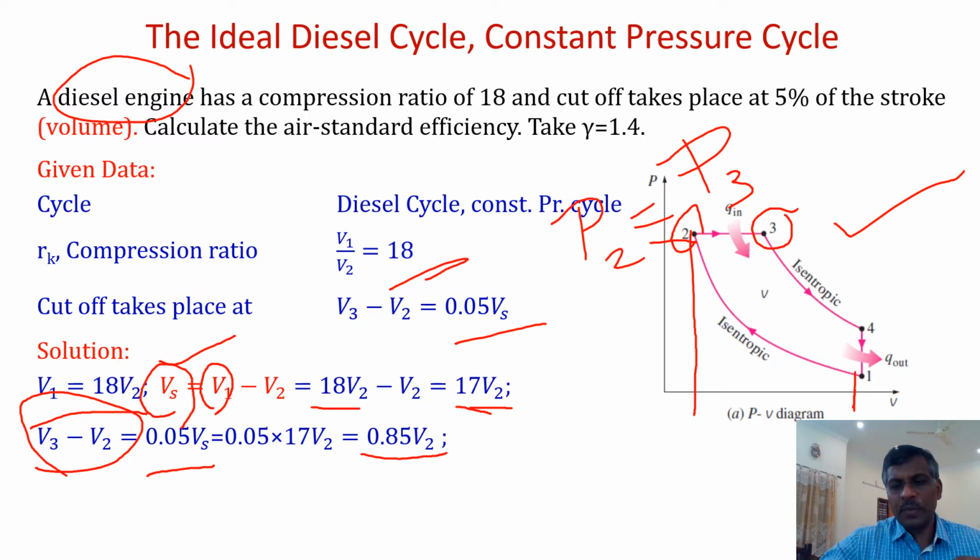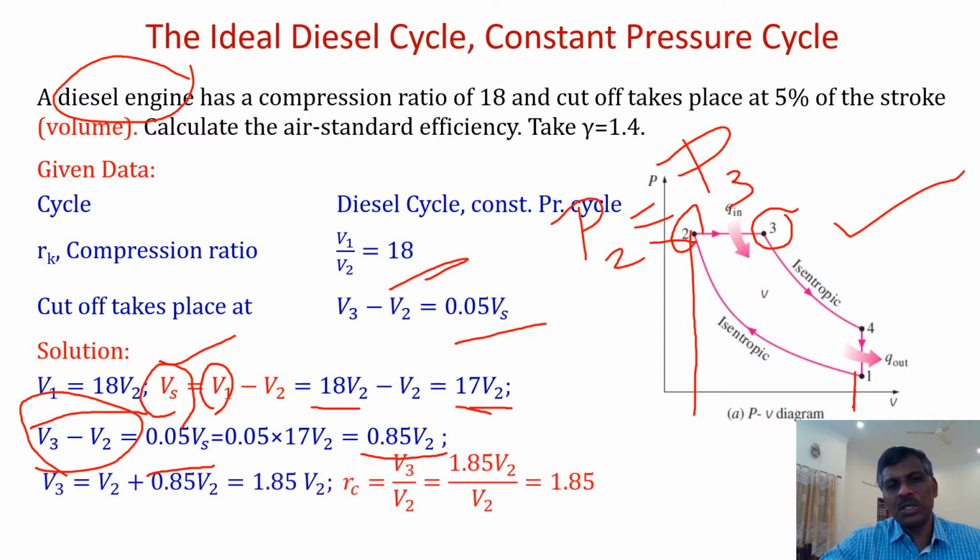So what is V3? V3 is, you can just change it, V2 plus 0.85 V2, that is equal to 1.85 V2. So V3 you are getting in terms of 1.85 into V2. So V3 by V2, it's a ratio. That is called the cutoff ratio. Cutoff volume is V3 minus V2. Cutoff ratio is V3 by V2.